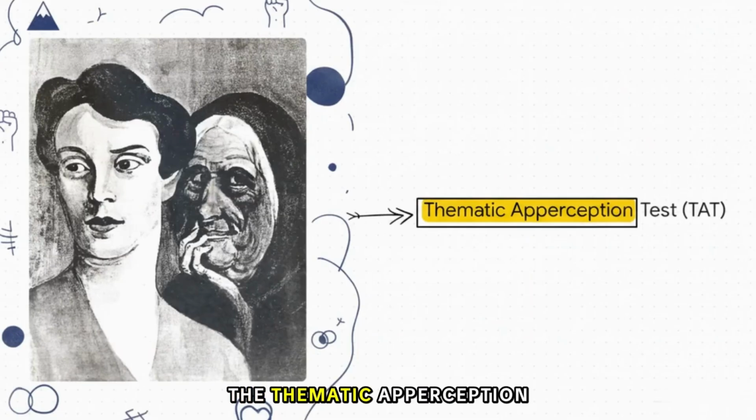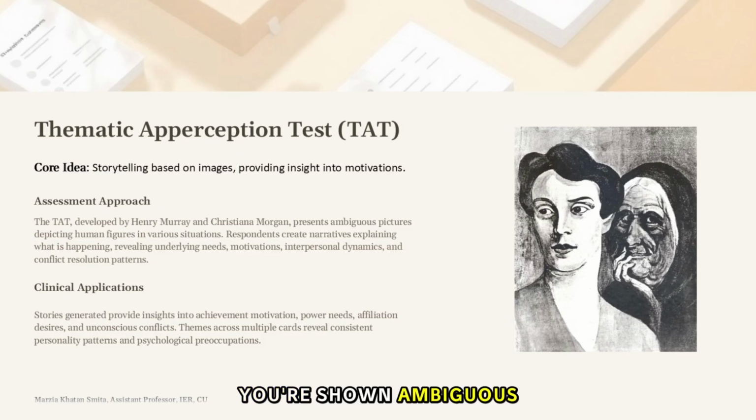Next up is the Thematic Apperception Test, or the TAT for short. Here, you're shown ambiguous pictures depicting human figures in various situations, kind of like the one on screen right now, and you're asked to create a narrative about what's happening. And the stories you generate, they provide absolutely incredible clinical insights.